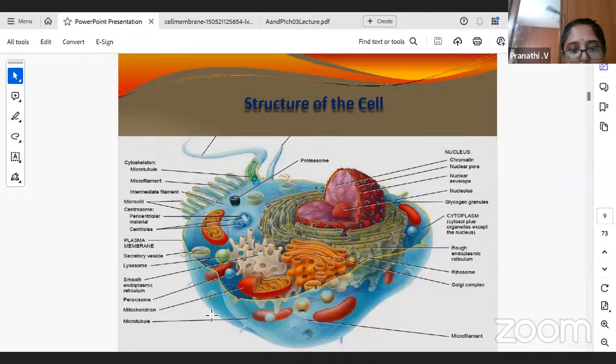Let us just start with the outer. This is the cell membrane or the plasma membrane. This is the nucleus that is present. Connecting to them is the endoplasmic reticulum. If there are ribosomes lined on the endoplasmic reticulum, it is known as rough endoplasmic reticulum. Okay. So this rough endoplasmic reticulum is involved in production of proteins, protein synthesis.